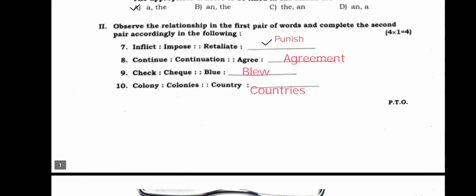Observe the relationship of the first pair with the next. So inflict, impose. Retaliate, so it is punish. So these are the synonyms they have asked. So next: continue, continuation; agree, agreement; check, cheque, these are homophones; blue, blew. So colony, colonies; country, countries.